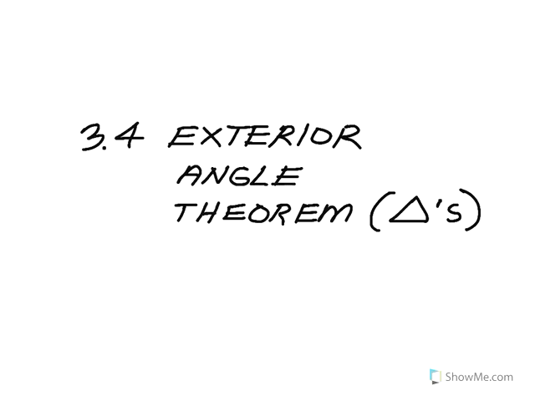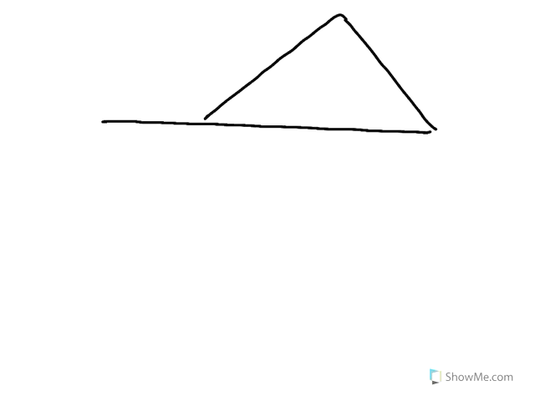This is a lesson about the exterior angle theorem, which applies to triangles. Okay, so what I've got is a drawing of a triangle, just a random triangle, and you can see that I've extended one of the legs out a little bit right here. So I extend one side, and that creates what we call an exterior angle to this triangle.